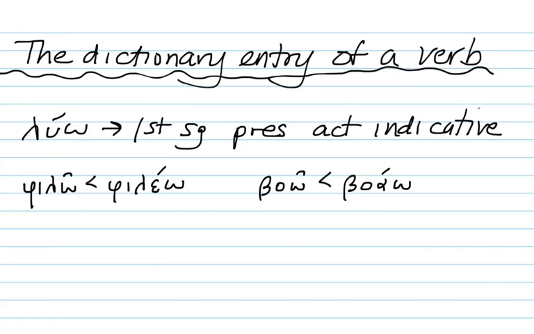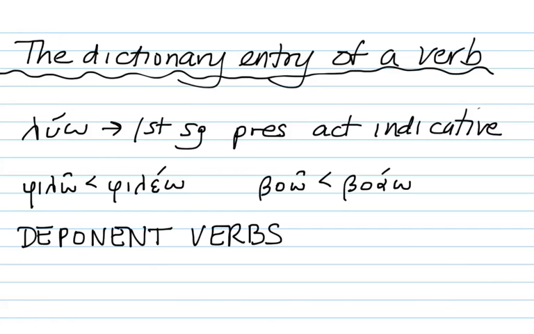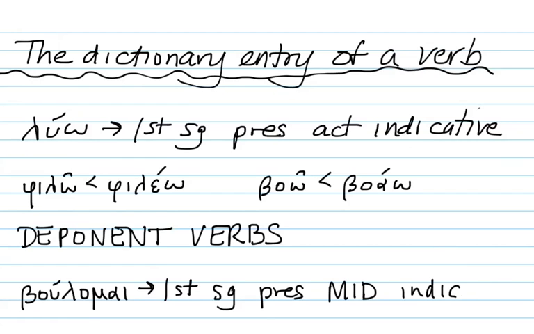When you form your forms based off of the information from phileo and boao, then you can make your contractions afterwards. Without the epsilon and alpha, you wouldn't know whether it's an epsilon contract or an alpha contract. For deponent verbs, since there is no active form, the dictionary entry is in the first singular present middle indicative.